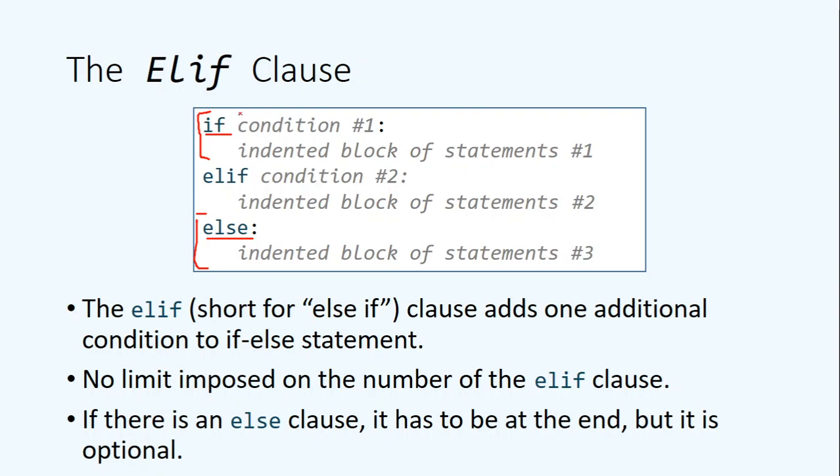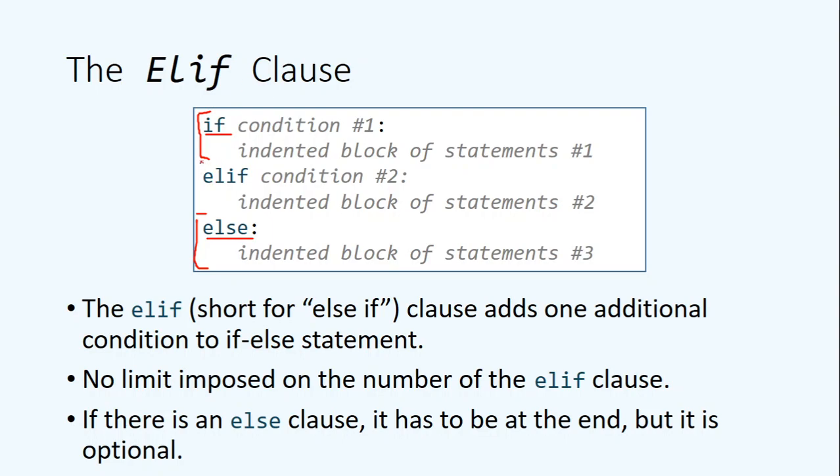So previously, we were only interested in checking one condition, and if the condition is true, we will execute the code under the if statement. If the condition is false, we will execute it in a separate else statement that you can see here. But what if you want to check more than one condition? The else if clause allows you to do that.